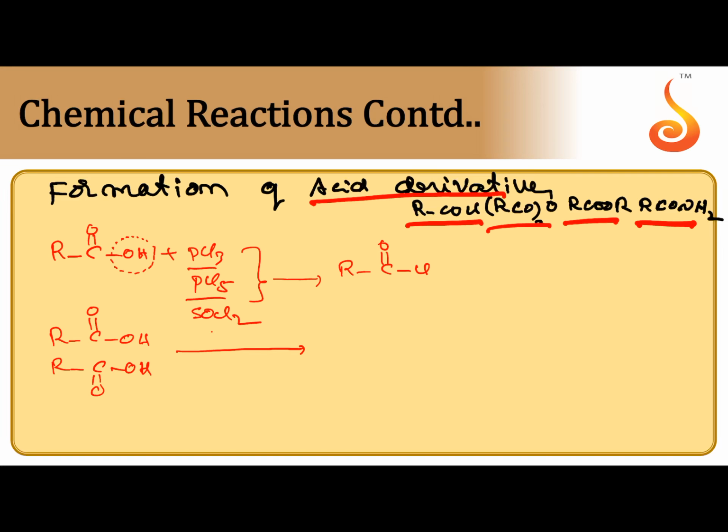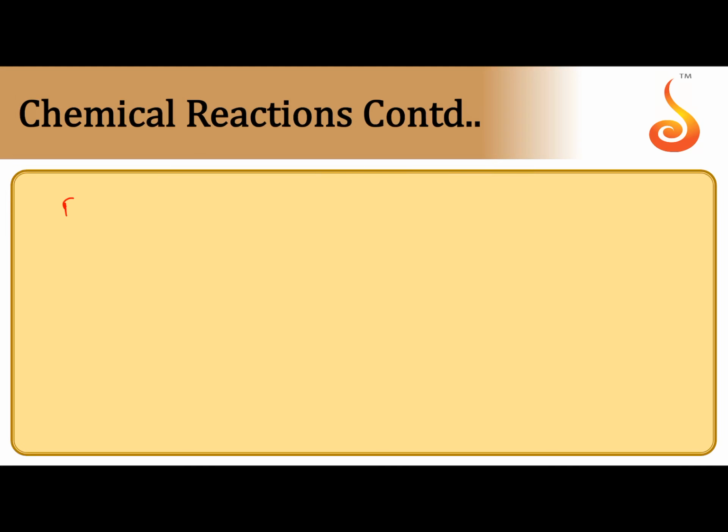When carboxylic acid is subjected to dehydration with P2O5, two groups get connected: RCOOCOR. This is dehydration by means of phosphorus pentoxide to get acid anhydride.